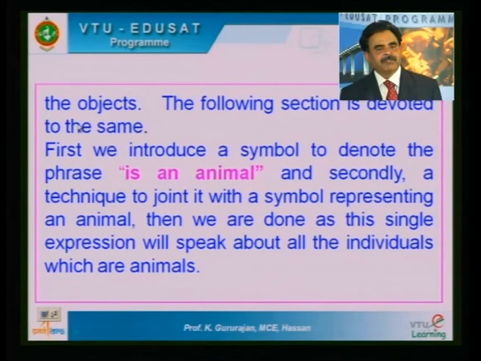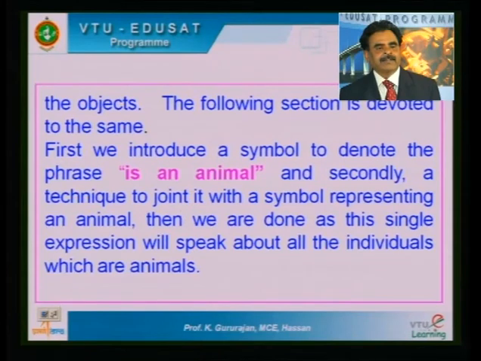The following section is devoted to this. It will introduce predicate calculus. For example, here we will introduce a symbol for a phrase, is an animal, just like lion is an animal, cat is an animal, dog is an animal. We will introduce a symbol for a phrase called is an animal. And secondly, a technique to join it with a symbol representing an animal.